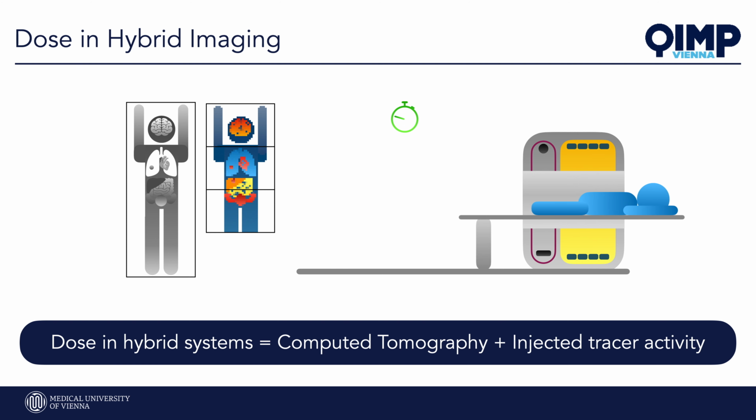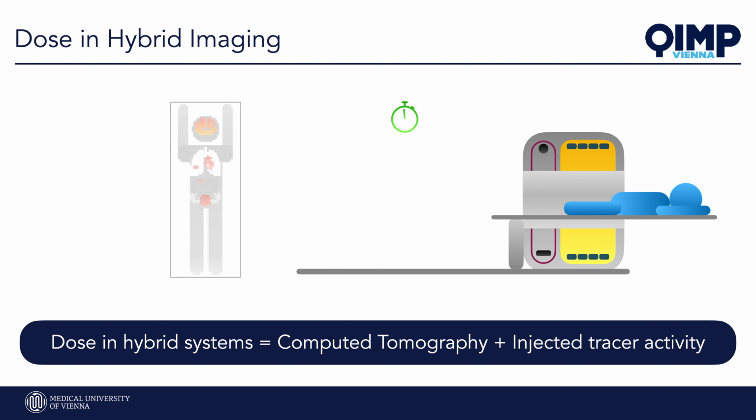We acquire different bed positions to cover the whole body of the patient, and when everything is acquired, we fuse the images. But the important part of the dose in hybrid systems comes from both modalities, which you need to take into account: computed tomography as well as the injected activity that we give to our patient.